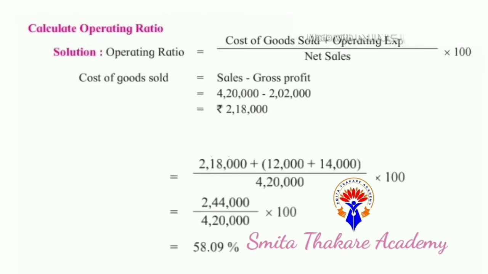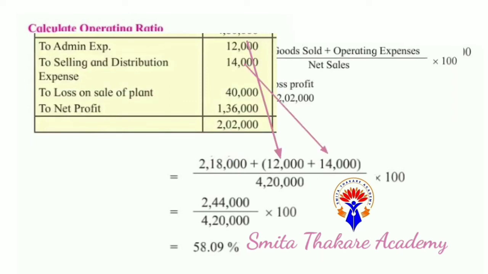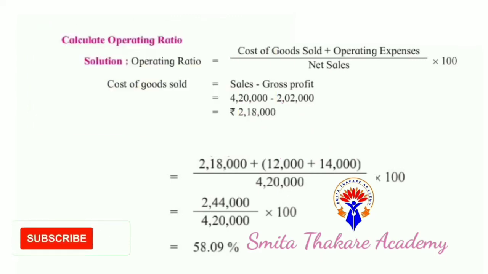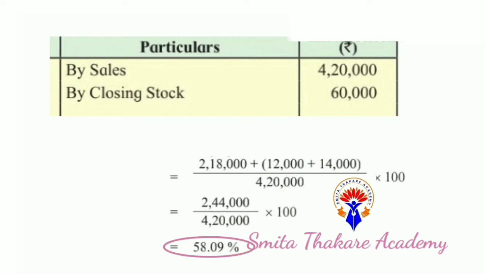Now we are going to calculate operating ratio. Cost of goods sold plus operating expenses divided by net sales into 100. Cost of goods sold is 2,18,000 plus operating expenses 12,000 and 14,000, that is administrative expenses plus selling and distribution expenses, divided by sales into 100. Therefore 2,44,000 divided by 4,20,000 into 100. So the answer is 58.09%.